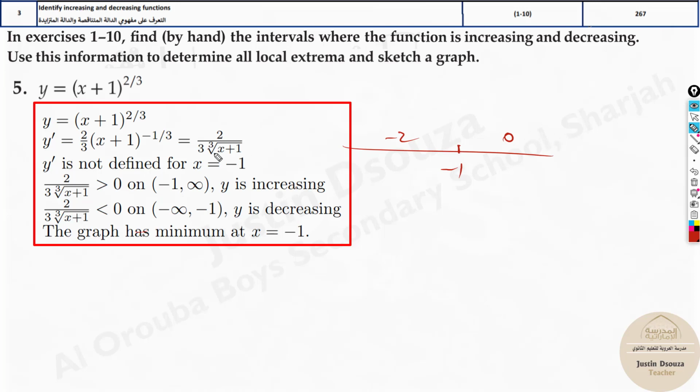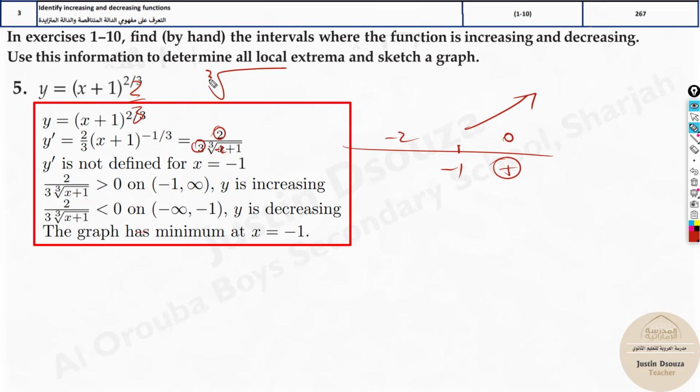Now substitute 0 over here, what's going to happen? It's going to be the cube root of 1, so it's going to be positive. We don't want the exact value, we just want positive or negative. This means it's increasing here. Now, what's happening before -1? If we take -2, the 2 and 3 are constants, it's going to be 2 by 3.